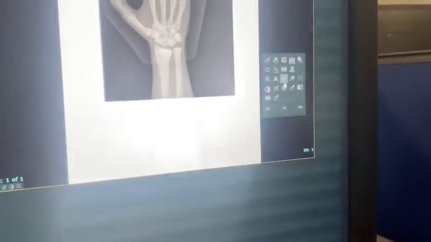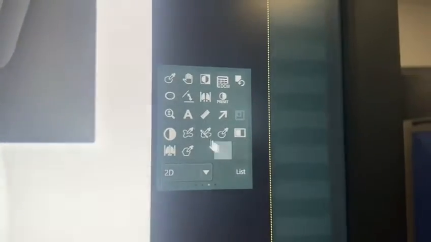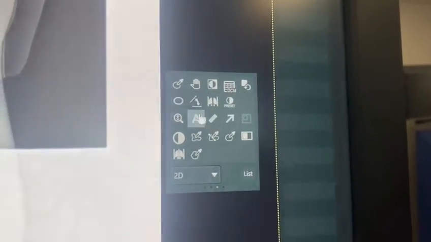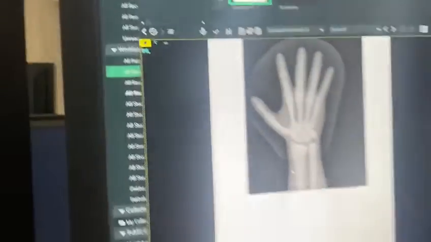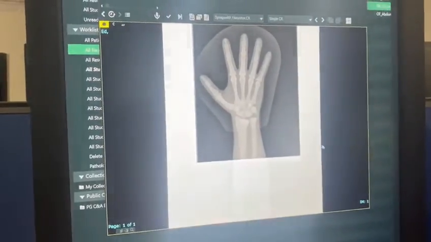We can see here that there is an icon menu. This displays a bunch of functions that can be used to annotate or measure certain structures. There's multiple functions in the icon menu.